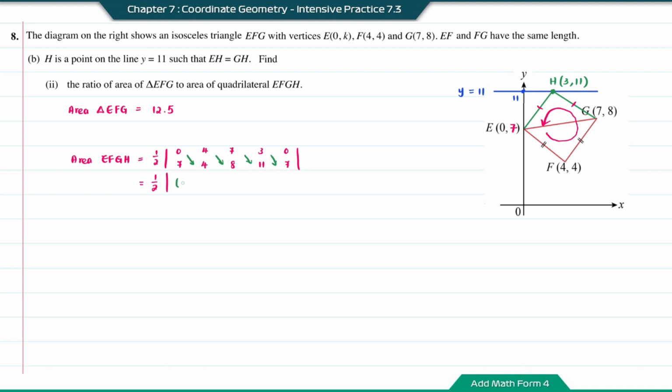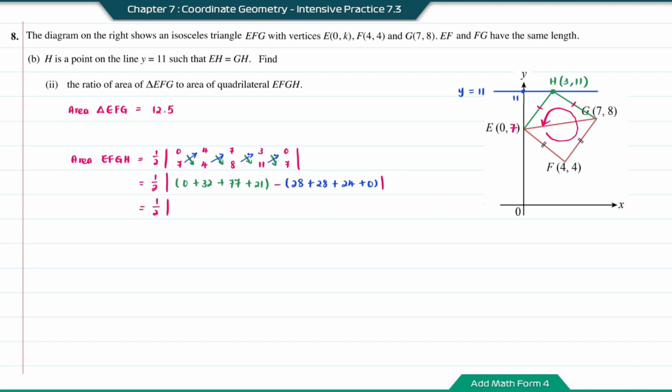So bracket 0 times 4 is 0. 4 times 8 is positive 32. 7 times 11, this one will be positive 77. And 3 times 7, this will be positive 21. Then minus the sum of all products in these directions. So bracket 7 times 4, positive 28, 4 times 7, positive 28, 8 times 3, this one is positive 24, 11 times 0, this will be 0.